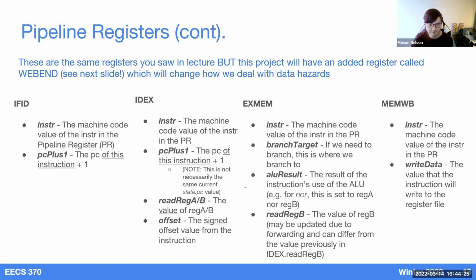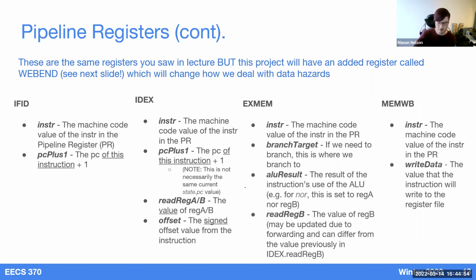So to start off, we have our IFID that will contain the machine code and the PC+1. Now the PC+1 is important because you will use that for your BEQ calculations in particular, because BEQ always branches to PC+1 plus offset. But really that's the only reason that we need the PC+1 field. And so we'll use that in the execution stage to calculate our branch target.